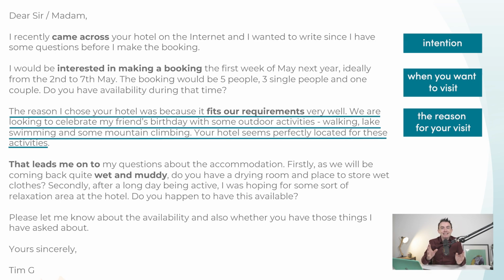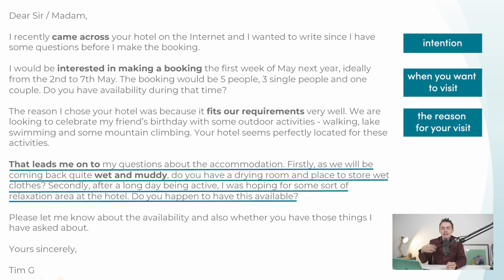Please also note that I did not contract my words. For example, we are, I didn't contract it to we're. Because it's a formal letter, it's always a better idea to use the full word in its full form. So I've explained why. I've said that the hotel is perfectly located because we want to do some activities. And I gave some examples of activities.